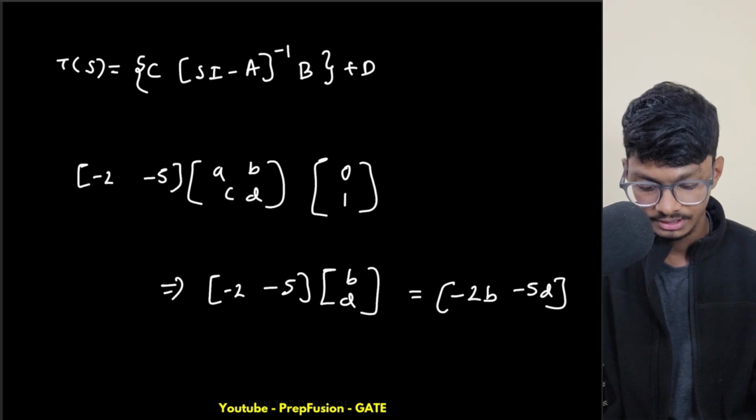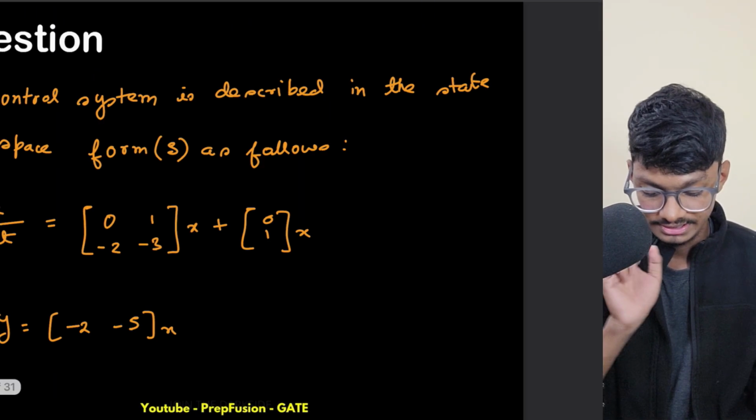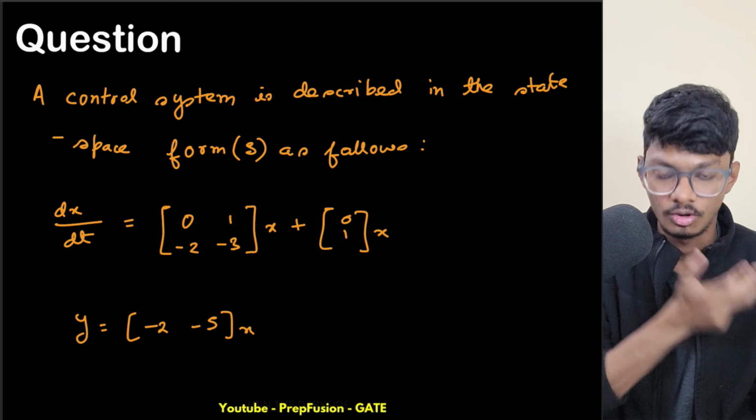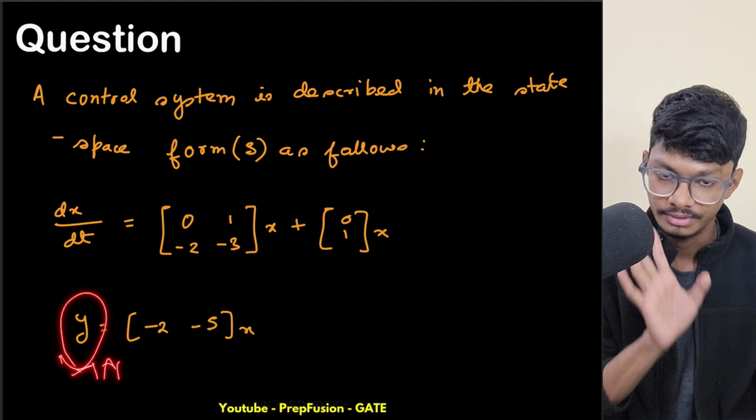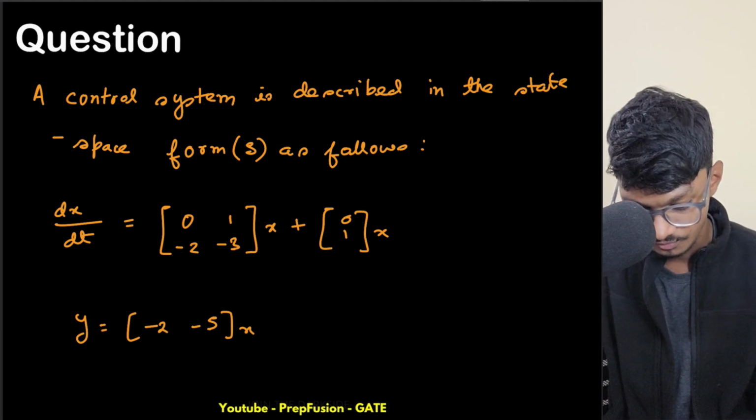Obviously we'll get only one term, because it is a SISO system, single input single output. I have a single output. Y is only 1 cross 1. It is not written, but it is 1 cross 1. And here, sorry, this will be U.